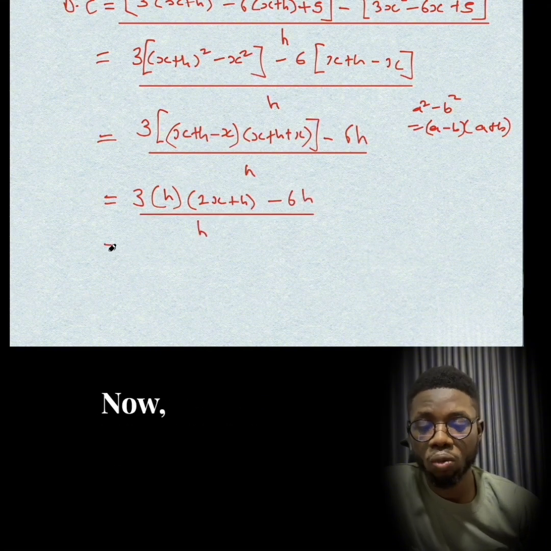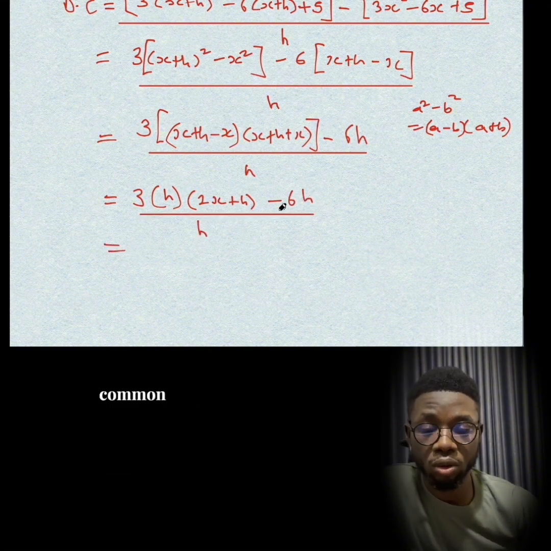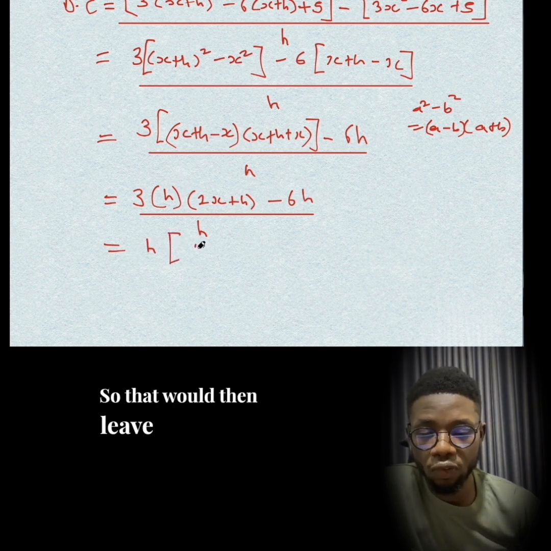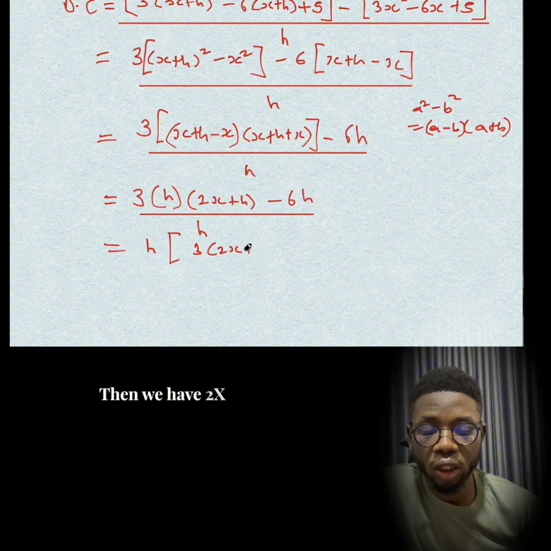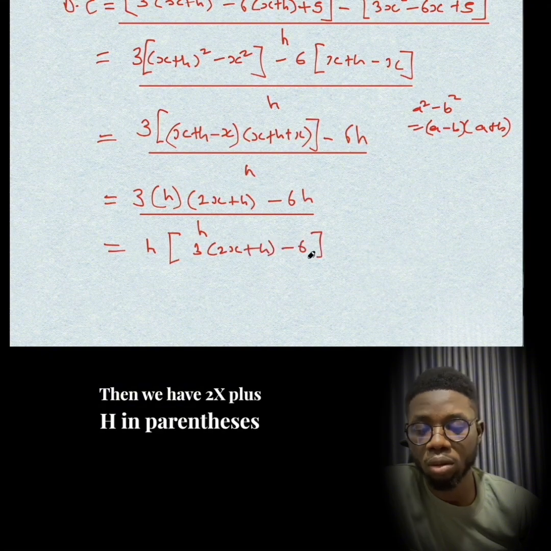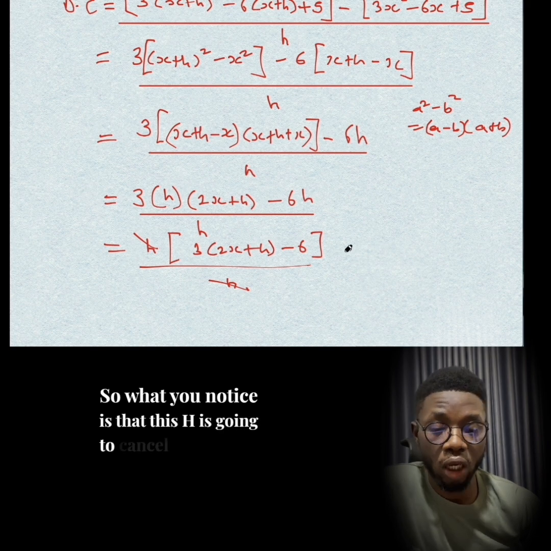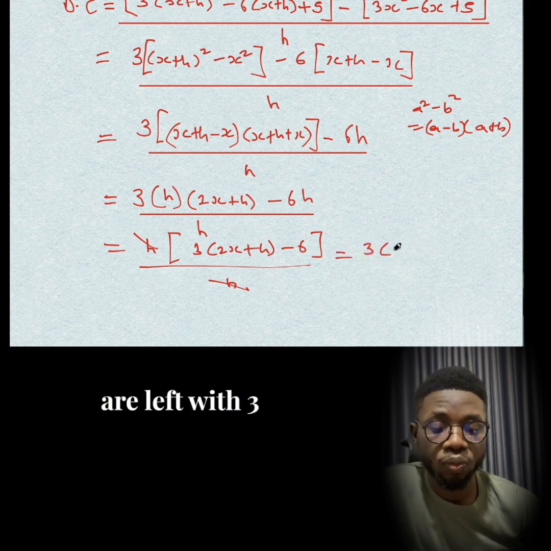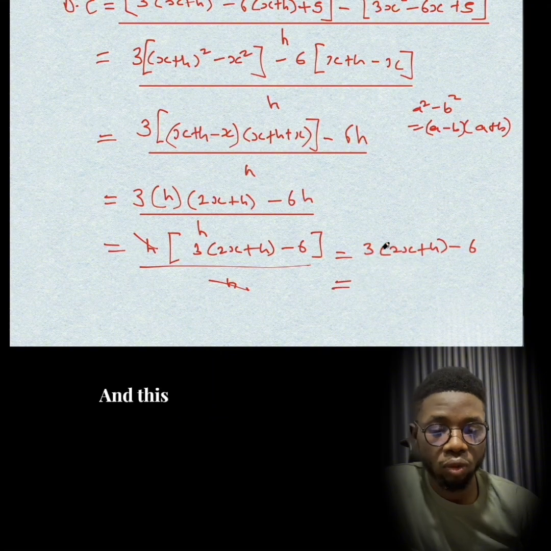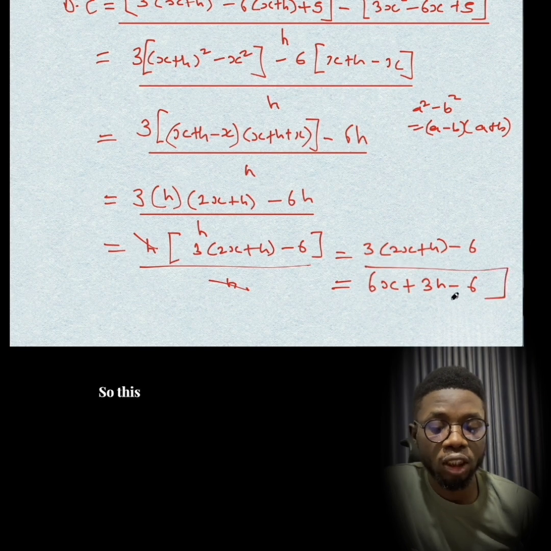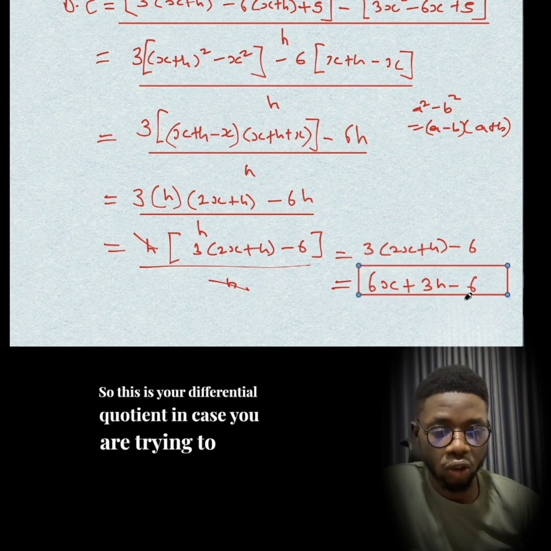Now, one next thing we can notice here is that h is common to these two terms, so we can factor h out. That would then leave us with 3 times (2x plus h) minus 6, all divided by h. What you notice is that this h cancels out, and we're left with 3 multiplied by (2x plus h), minus 6. And this will be 3 times 2, that's 6x plus 3h minus 6. So this is your differential quotient, in case you have to find the differential quotient.